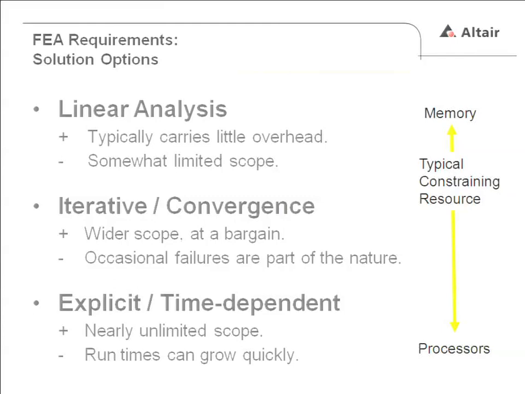So the obvious, I've listed one single pro and con for each one of them. And linear analysis, the obvious pro is they carry the smallest overhead. Okay, they're typically very fast. As you can kind of see over on the right, they're more memory intensive than anything. But they have a limited scope. So if your displacements start getting large or you start to sense nonlinear behavior, you have to move to an iterative solution. You get a wider scope at a bargain for time. But occasionally you have a failure, and that's kind of the nature of the beast.